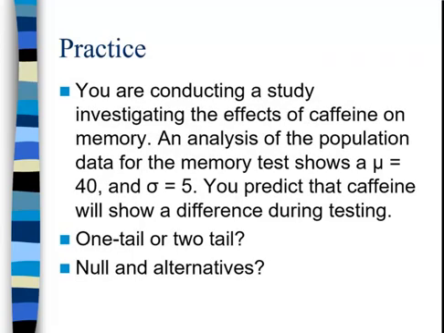Okay. Let's do a couple of practices here. You're conducting a study investigating the effects of caffeine on memory. An analysis of the population data for the memory test shows a population mean of 40 and a standard deviation of 5. You predict that caffeine will show a difference during testing. So first of all, determine whether this is a one or two tail test. And then I want you to take a stab at writing the null and the alternative hypotheses. So go ahead and give that a shot and pause the video.